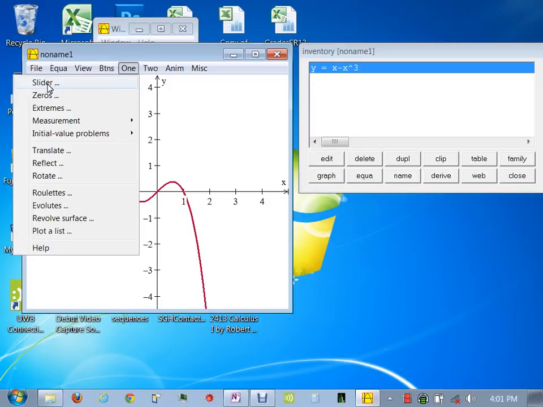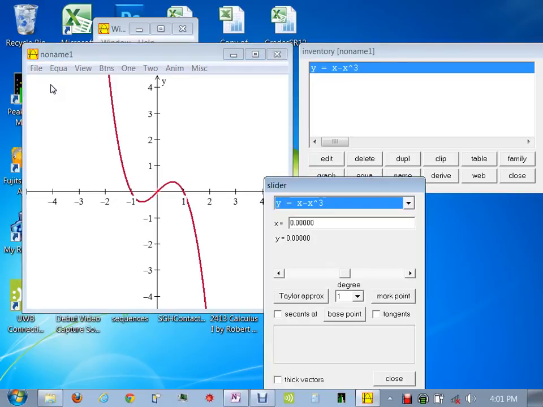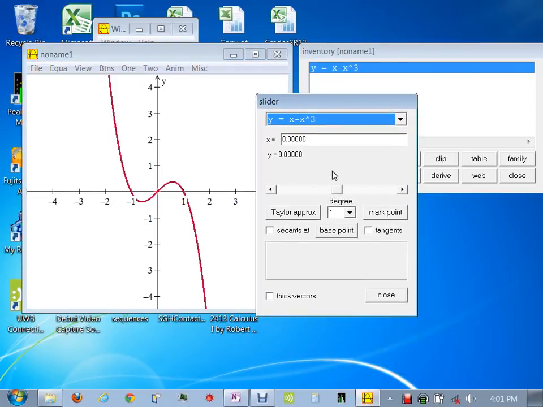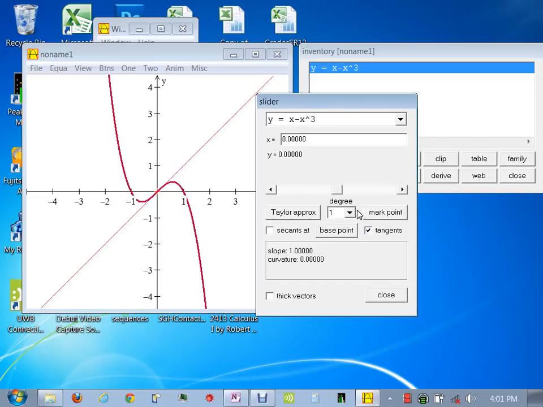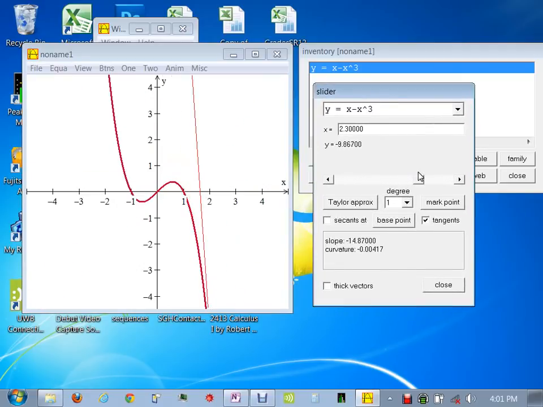I'm going to put a slider in here, and the slider is going to give me the tangent at some point. So as I slide this around, you see that that line is a tangent line? See that? At every point, there's some line that kind of balances through the function. And where were we? At 1, right? Is that where we were interested in? So I'm just going to type 1 in here and hit enter. There we go.